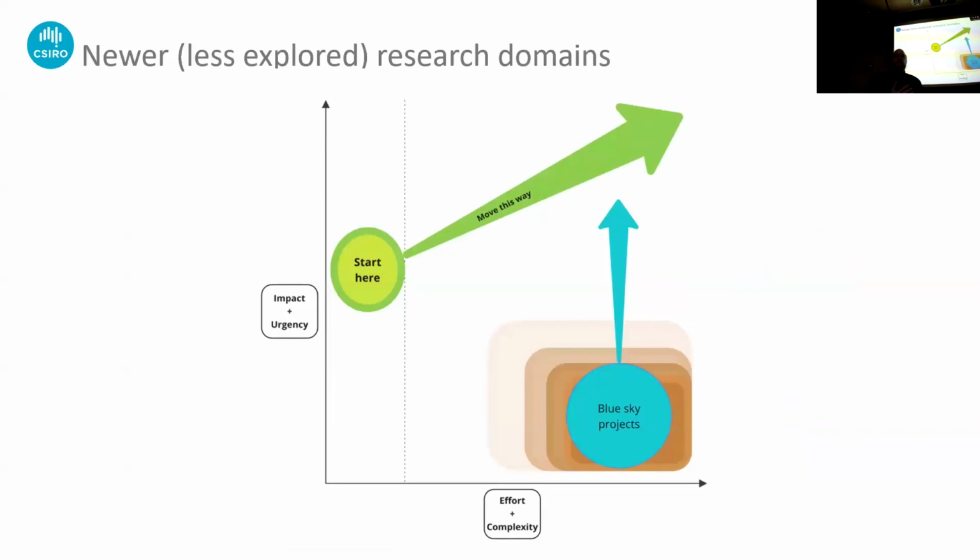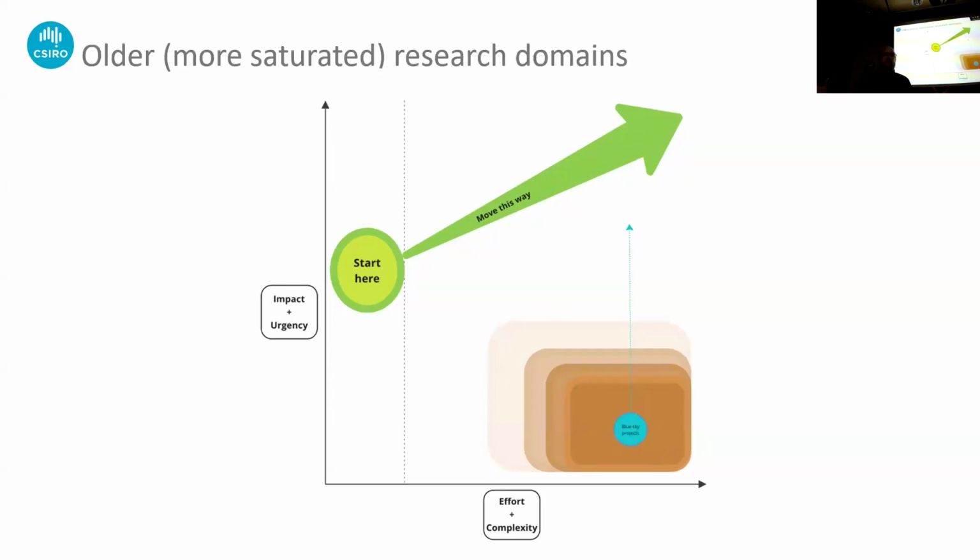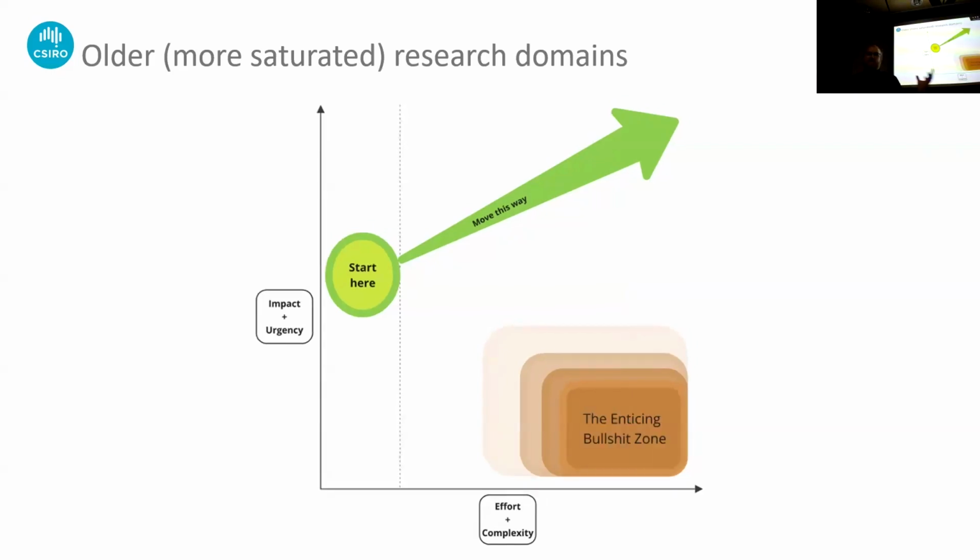I think this also relates to the idea that how we should allocate resources depends on how well explored our research domain is. So in fresher, newer disciplines, there's a lot of opportunities for blue sky research projects that are complex and interesting in their own right to end up hitting on interesting ideas and becoming impactful and useful. But the more saturated a research domain gets, the smaller that target gets for blue sky research. And here comes the enticing bullshit zone, which I've provocatively titled. You don't want to end up chasing down a rabbit warren of questions that are interesting because they're complex, but not necessarily because they're useful.